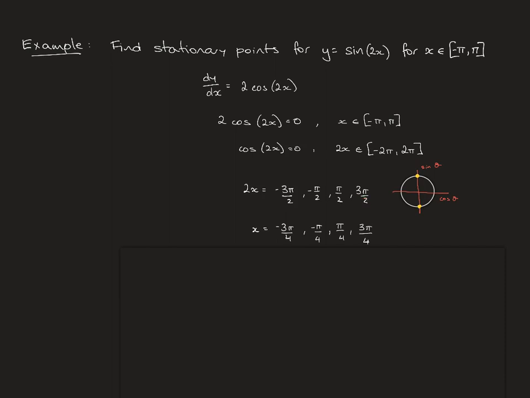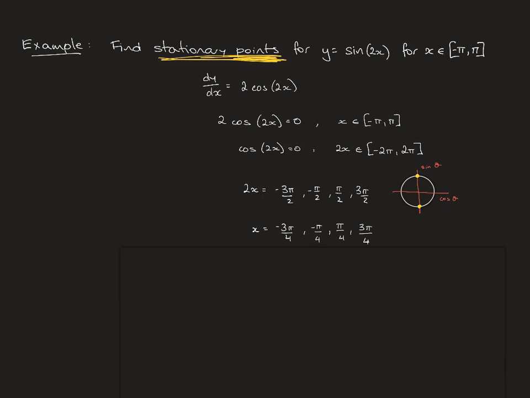These are the x values at which the stationary points occur. But the question doesn't ask you to find the x coordinate, it asks for the stationary points. So we need to find the y coordinates for these. There's a couple of ways that you can do it. You can substitute each of those x values back into the original formula. You can take each one of these at a time and substitute it in here and work out what it is.